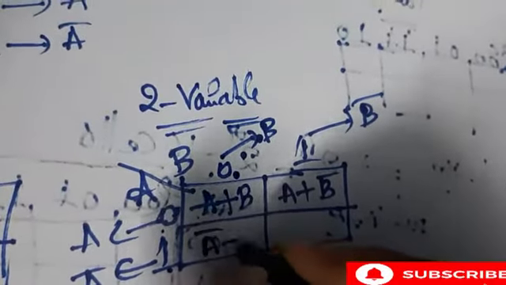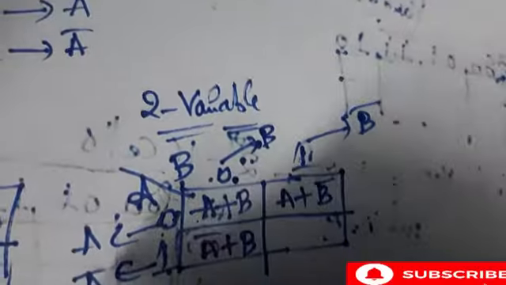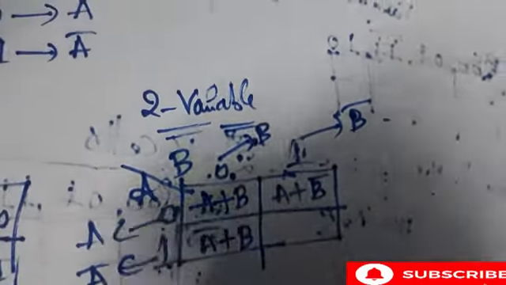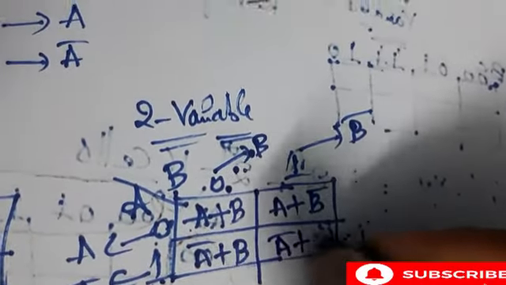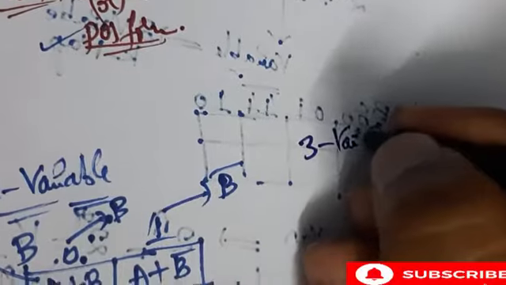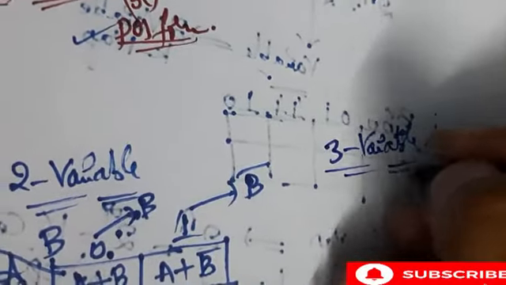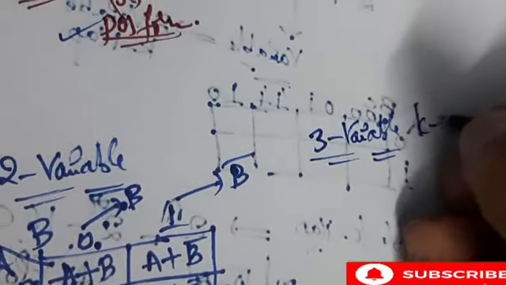Let's see. Next, 0, 1. That means A plus B bar. Next, 1, 0. That means A bar plus B. Next, 1, 1. That means A bar plus B bar. Let's see the three variable K map.